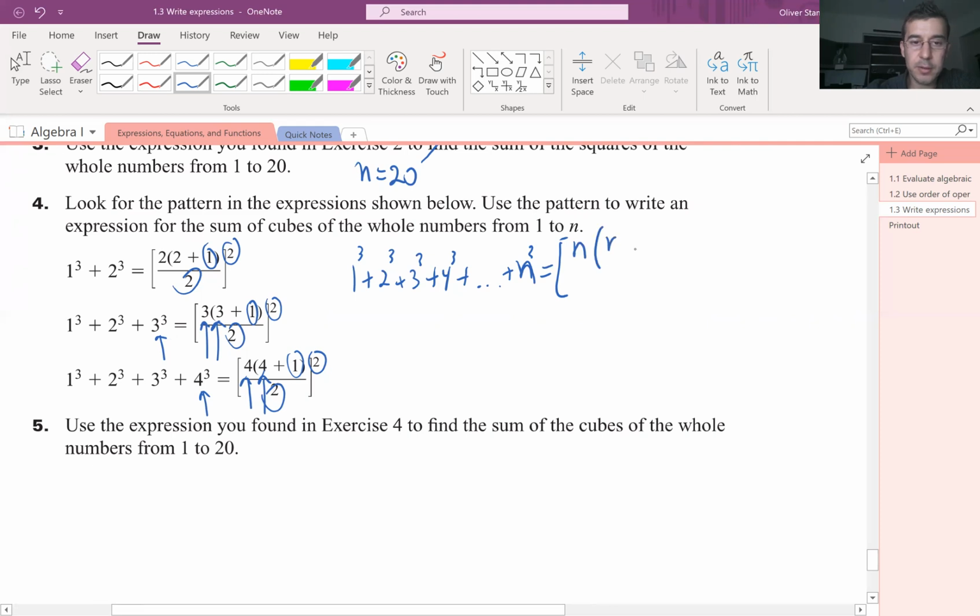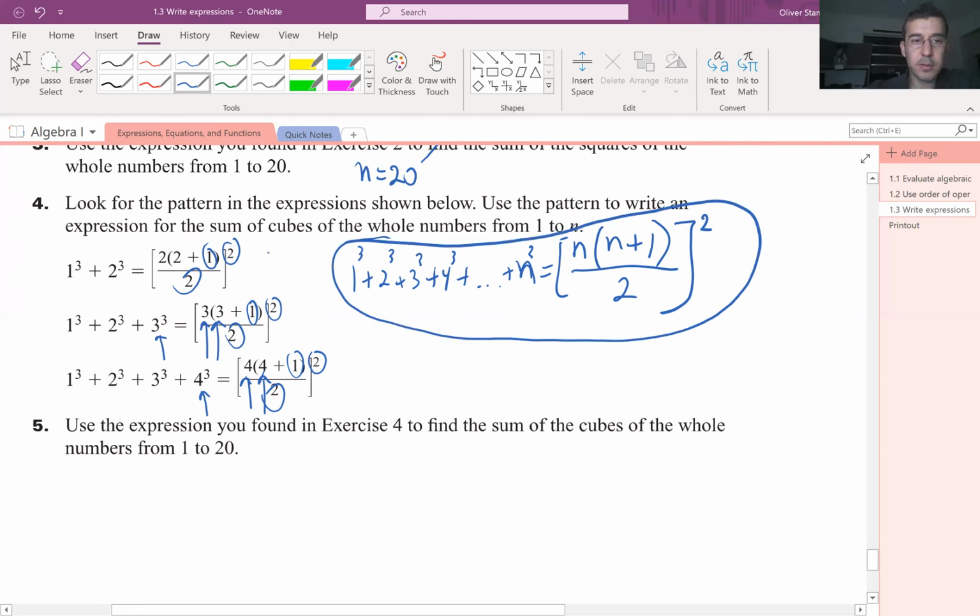n times (n plus 1), the 1 is static, over 2 is static, and then close straight brackets, squared, the 2 is static. So that's it. Okay, so that's the expression, the pattern.